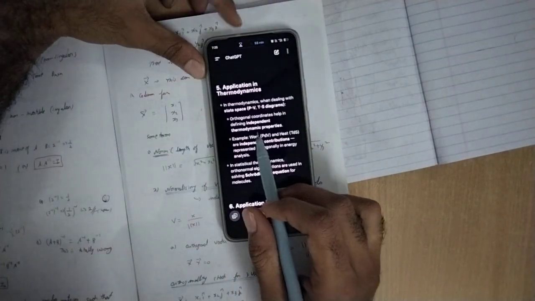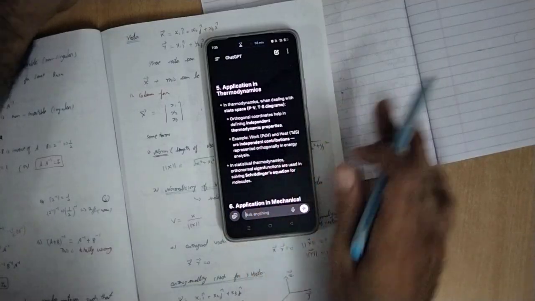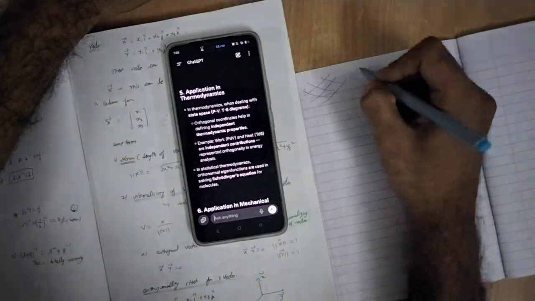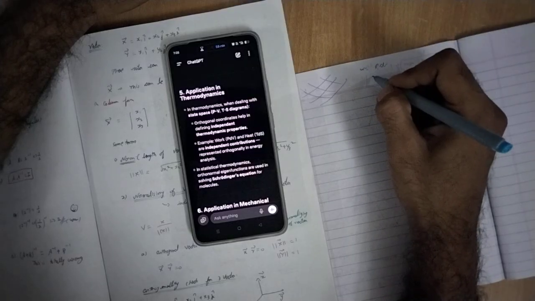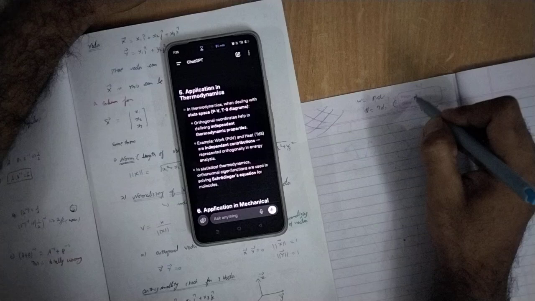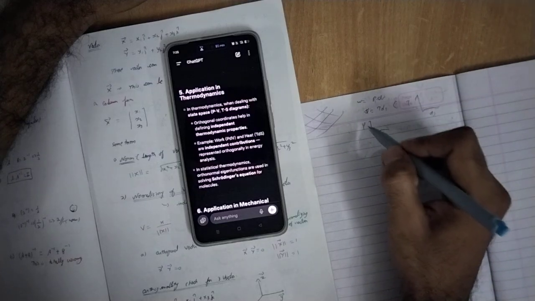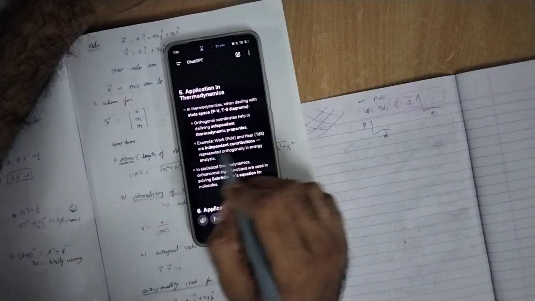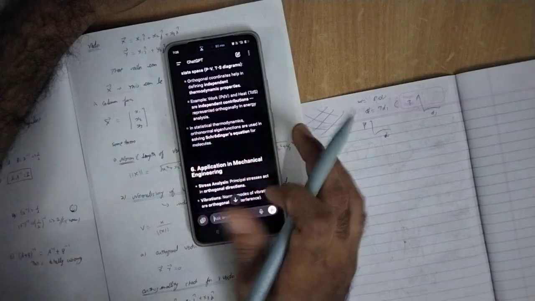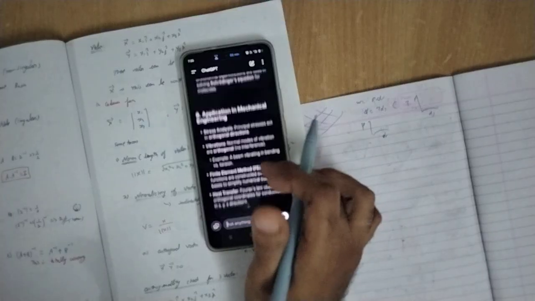So in thermodynamics, the orthogonal condition helps in defining independent thermodynamic properties. Okay, this PdV means work equals P times dV, and heat Q equals TdS. So they are independent. Okay, this is temperature, this is entropy, this is pressure, this is volume, so you can see they are independent. In statistical thermodynamics, I think you can understand the Schrodinger equation also for the molecule.